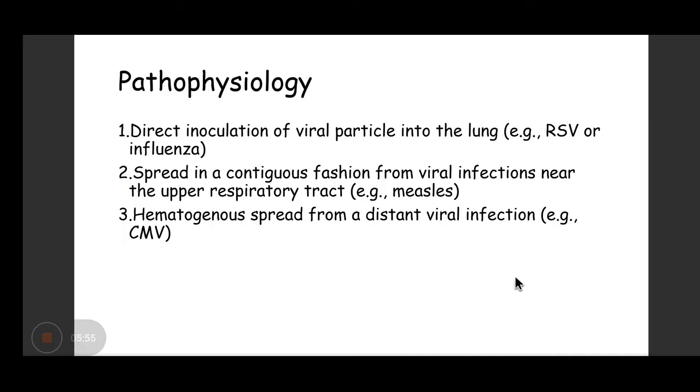So infection occurs. Where does this virus come from? It can come from three routes. One is direct inoculation, that is the respiratory route. It comes to the upper respiratory tract, and then goes to the lower respiratory tract, like influenza and RSV. Sometimes the infection spreads from the upper respiratory tract. For example, measles is an upper respiratory tract infection, but eventually the virus reaches the lower respiratory tract by contiguous transmission. Sometimes the virus comes by the hematogenous route, for example, cytomegalovirus. The most common and most important one is the respiratory route, direct inoculation through respiratory droplets.